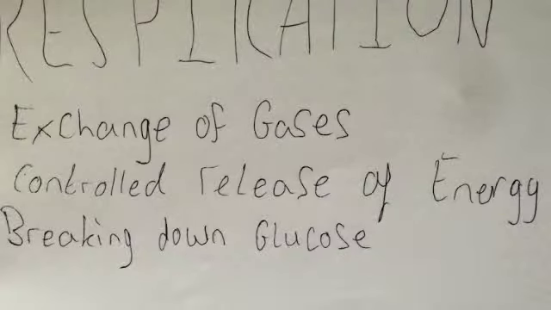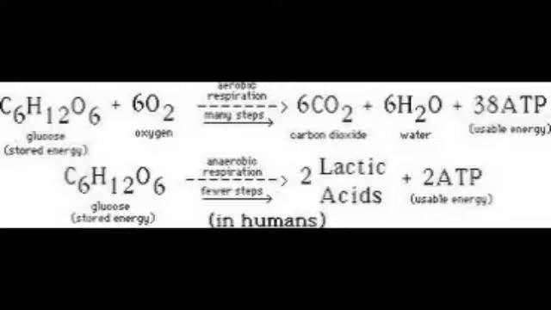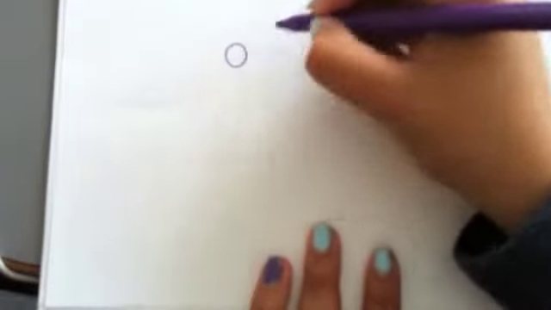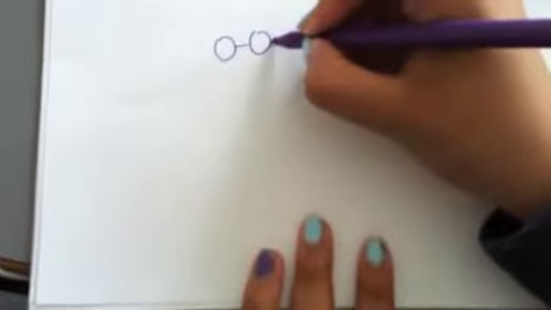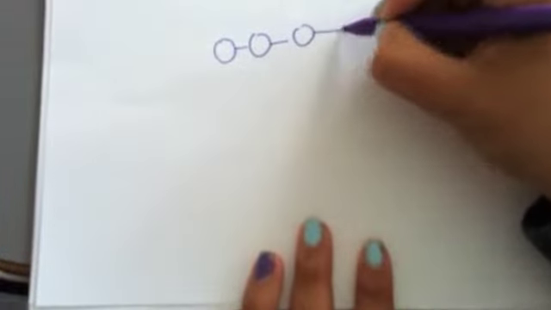Respiration: exchange of gases, controlled release of energy, and breaking down glucose. Most of these processes require energy in the form of ATP.